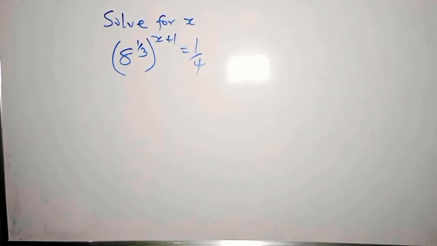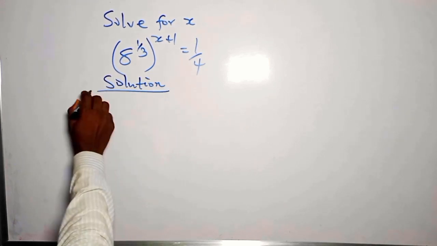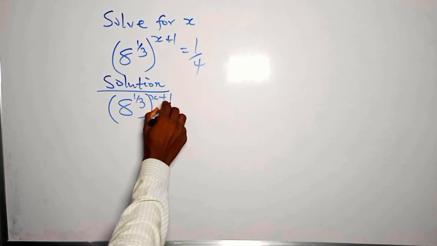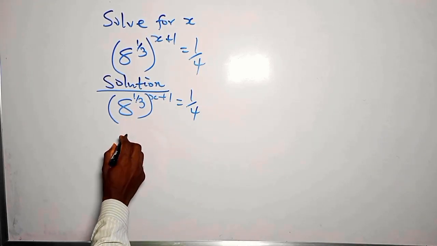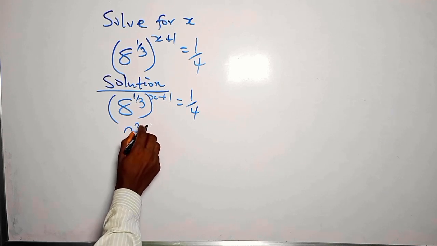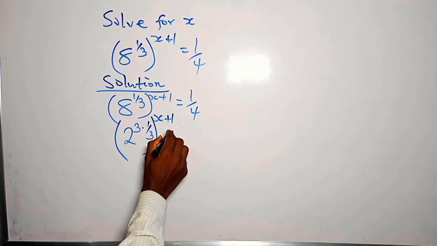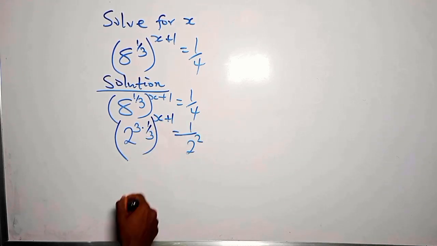The question says, solve for x in this equation. So we have 8 raised to power 1 over 3, raised to power x plus 1, equals 1 over 4. How do we do this? Solution. So we have 8 raised to power 1 over 3 raised to power x plus 1 equals 1 over 4. So for 8, we have it as 2 raised to power 3 times 1 over 3, raised to power x plus 1 equals 1 over 2 raised to power 2, which is 4.